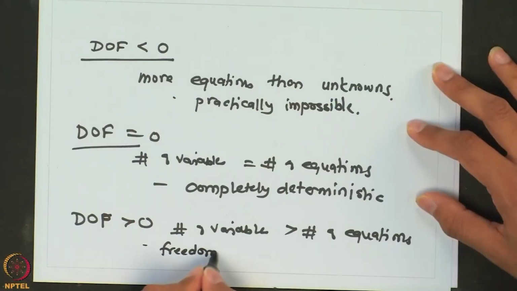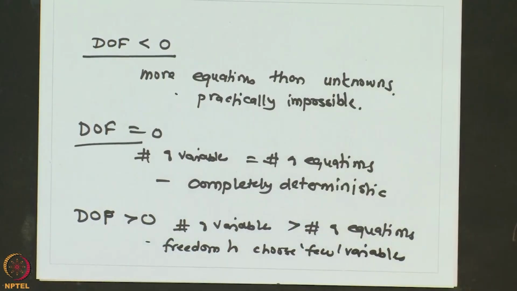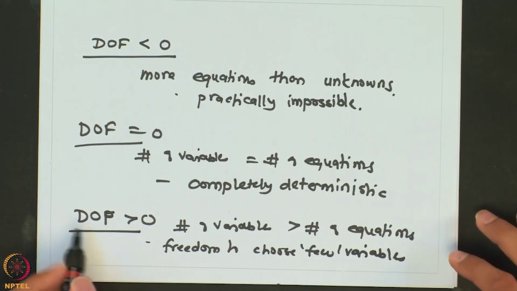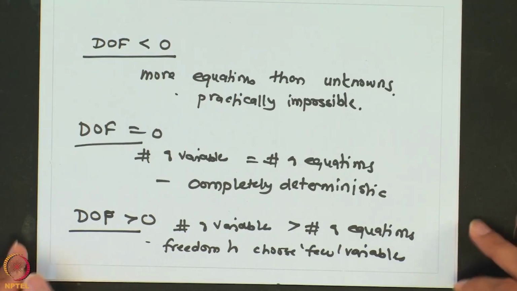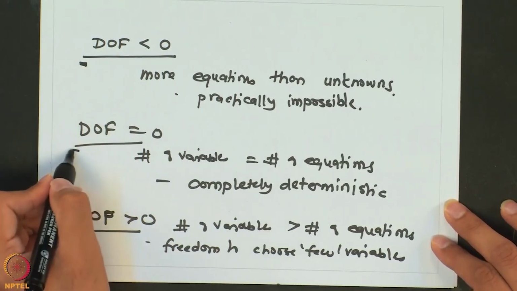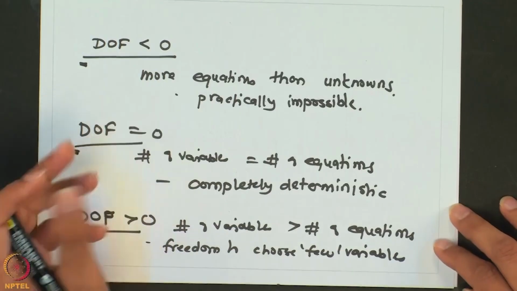So, there is a freedom to choose few variables, which we also call as there are few ways to manipulate the process. So, these will be the processes which are manipulable, these will be the processes which will be relevant from the control point of view, because this case definitely is practically impossible. This case tells me that there is no way for me to manipulate the process.